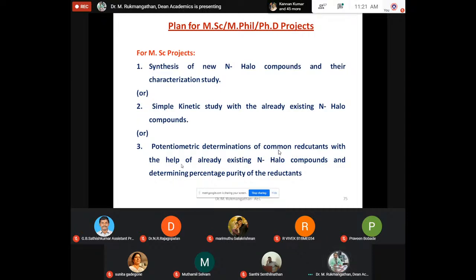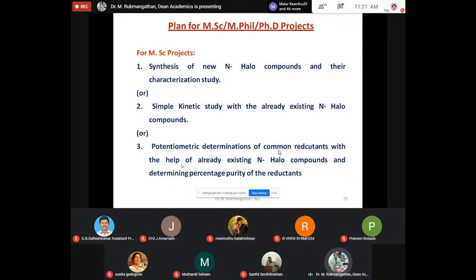MSc thesis. Or there are some already existing enhalo compounds. With the existing enhalo compounds, you can go for studying the kinetics of particular oxidative reactions and studying their various effects in such a way that you can frame your research work. Or with the already existing enhalo compounds, you can go for verifying their oxidizing capacity, whether it is a mild oxidizing agent or a strong oxidizing agent.